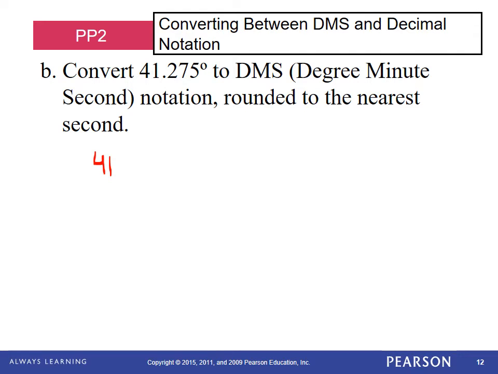Take 41 degrees, and we're going to separate it from the decimal piece, 0.275, because that's not a full degree. Think about how you would do this in terms of an hour. Let's say 2 hours. If we multiply this by 60, we get 120 minutes. Notice that by multiplying by 60, we've changed the unit value on our time. That's exactly what we want to do here.